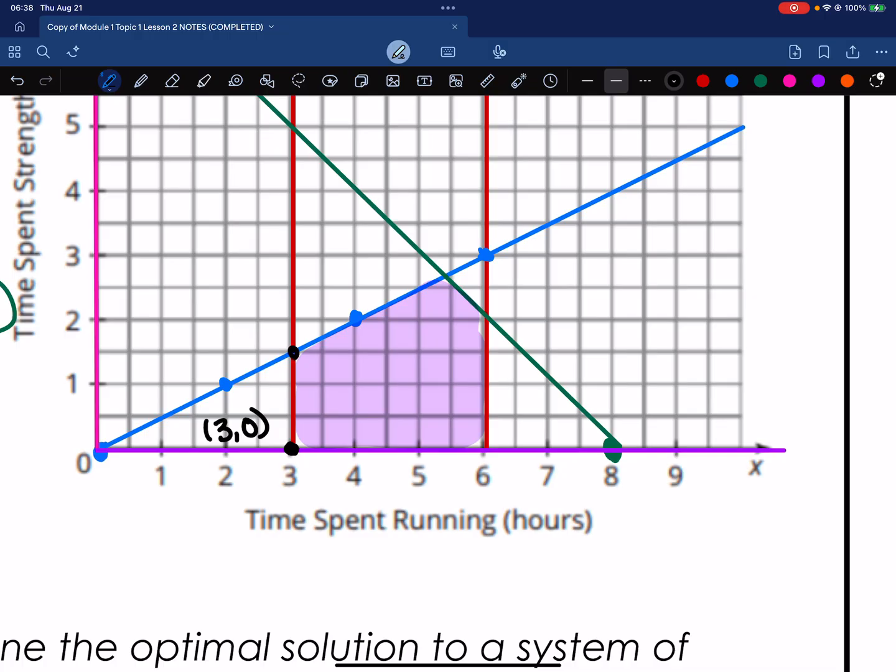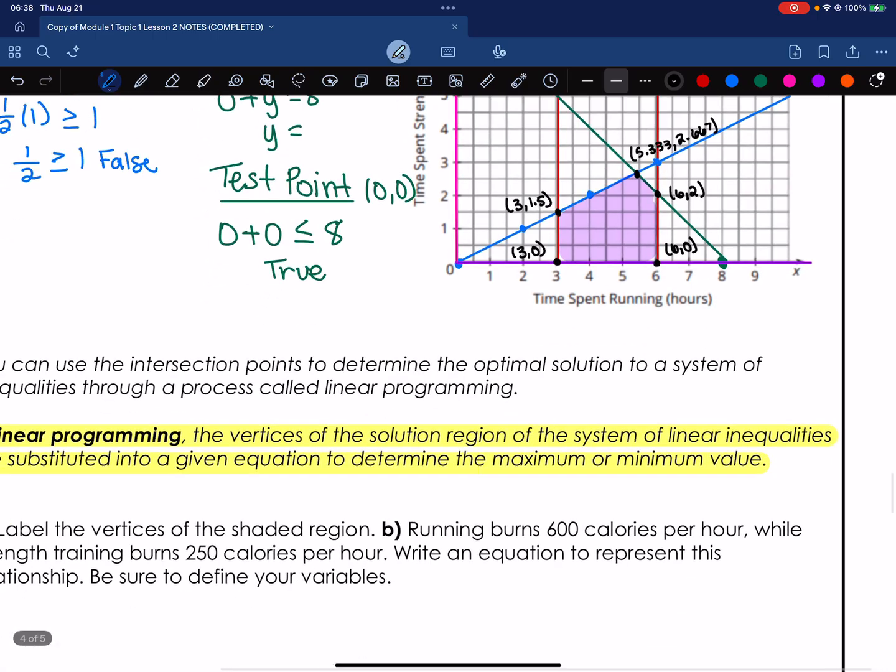We have one right here at 3, 1.5. This one right here is at about 5.333, 2.667. Here is at 6, 2. And this last one is at 6, 0. Okay, so that was that one.